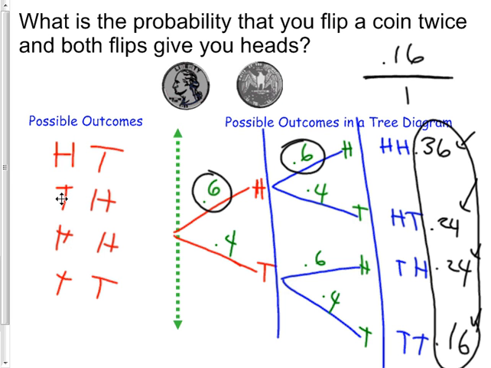0.16, but I changed the possibles by saying I know they got a tails on their second flip. So it can't be this. What else can it be? Tails, heads. It can't be that because I know it had a tails on the second flip. So do you get those two are the only things that are possible? This one and this one are the only things possible. So where do they go?